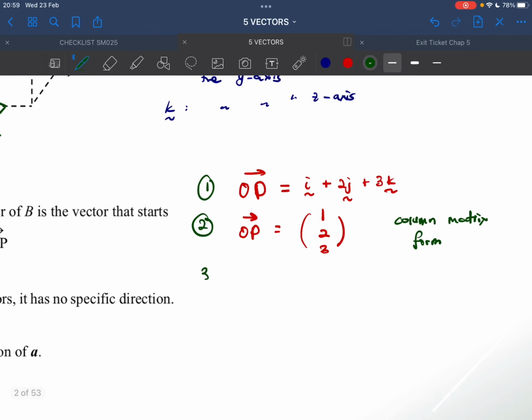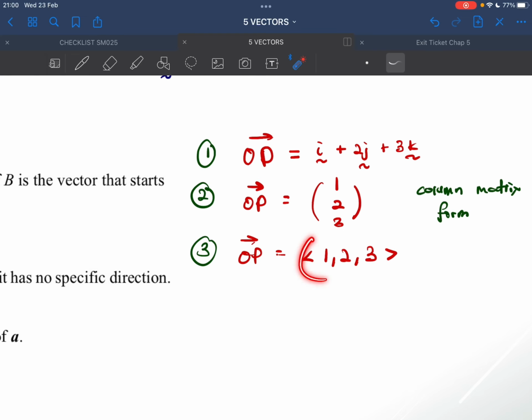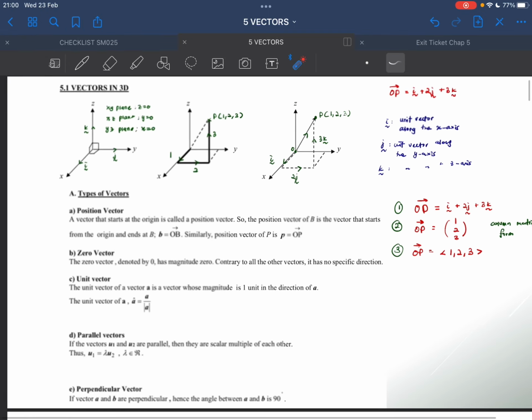And the last one here, let's say we have OP. We put it in like this: 1, 2, 3. Okay, mesti kena ada yang ini. Dia mesti kena sharp. Tak boleh round bracket. Kalau round bracket, you have to put it as a column matrix. Kalau dalam row, mesti kena ada comma, mesti kena sharp macam ni. So that is 3 ways to write your vectors. Either one lah, depends on the question.